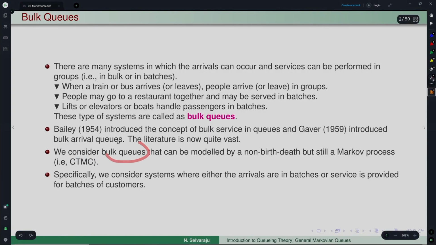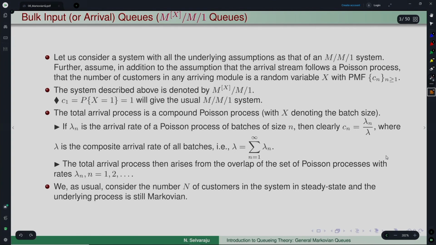Now, we have bulk queues. We are not looking at any generalization of the concept; we still want to be within that Poisson, exponential or Markovian nature. This can be modeled by a non-birth-death but still Markov process, that is, a CTMC. Specifically, we consider systems where either the arrivals are in batches or service is provided for batches of customers. These are the two types of bulk queues that we are going to look at.